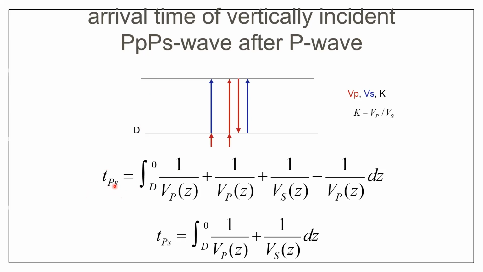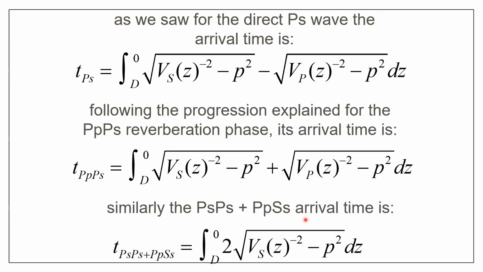I am sorry, this is wrong here. It should be PPPS. Okay, T PPPS. So the formula for the travel time of TPPPS will be the integral from d to 0 of 1 by VP plus 1 by VS into dz. You can see this has been cancelled out. The only remaining thing is 1 by VP, 1 by VS. This formula is only for the vertical incident.